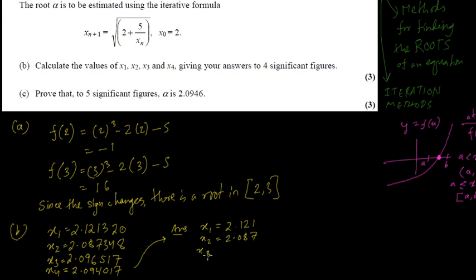Then x3 is going to be 2.097. So 2.096 will become 7 because of 5. If anything is larger than 4, the next one increases by 1. So this is 4 significant figures, 1 2 3 4. The next one, x4, is 2.094. So this is how it works.